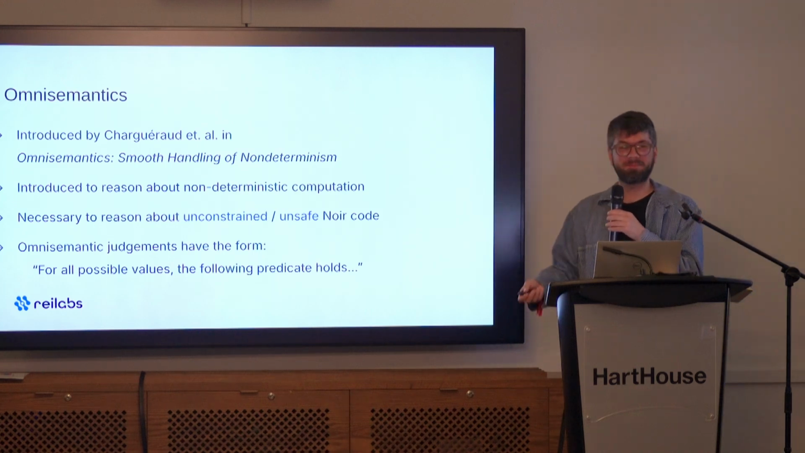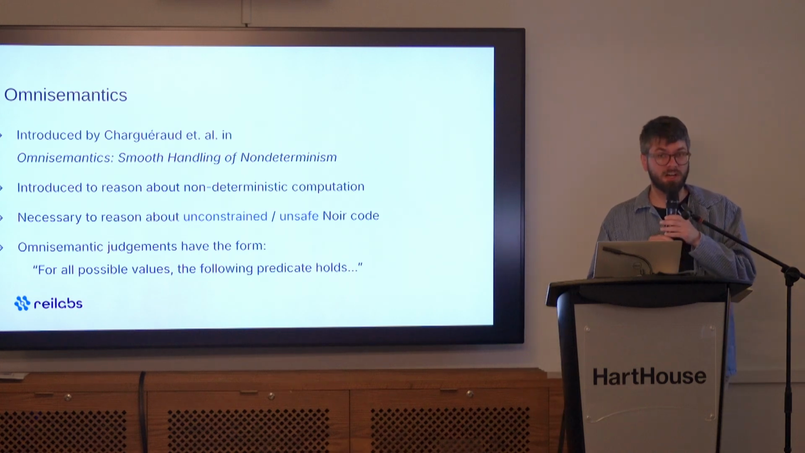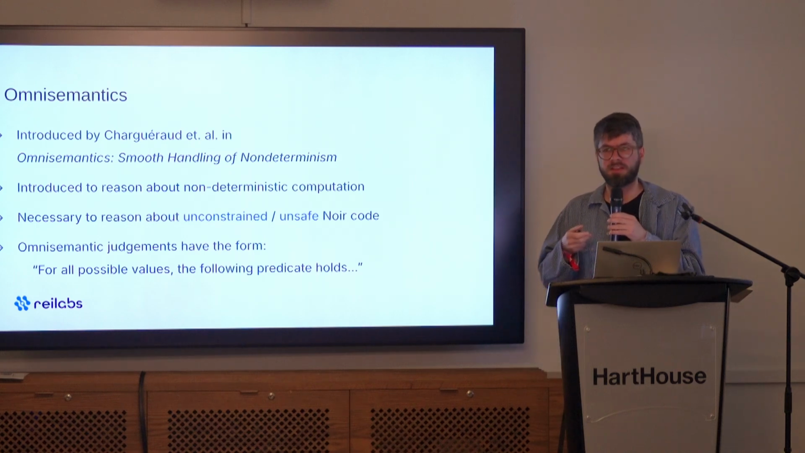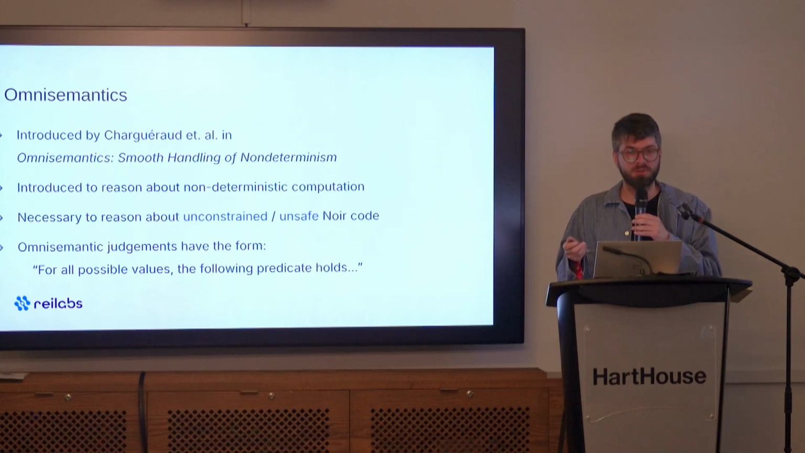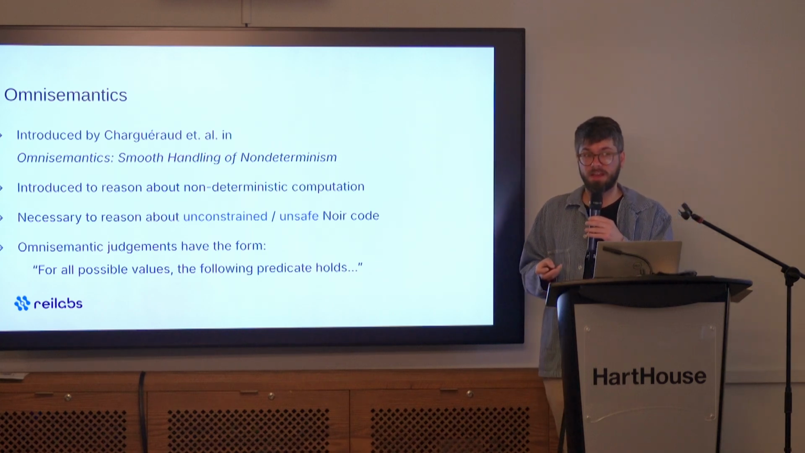So they have a paper about omnisemantics, and the context of the paper was to reason about non-deterministic computation. I can't really read the authors' minds, but I assume they were thinking about things like introducing random variables into functions and all that. But it just so happens that this is the exact right idea to reason about Noir code as well.